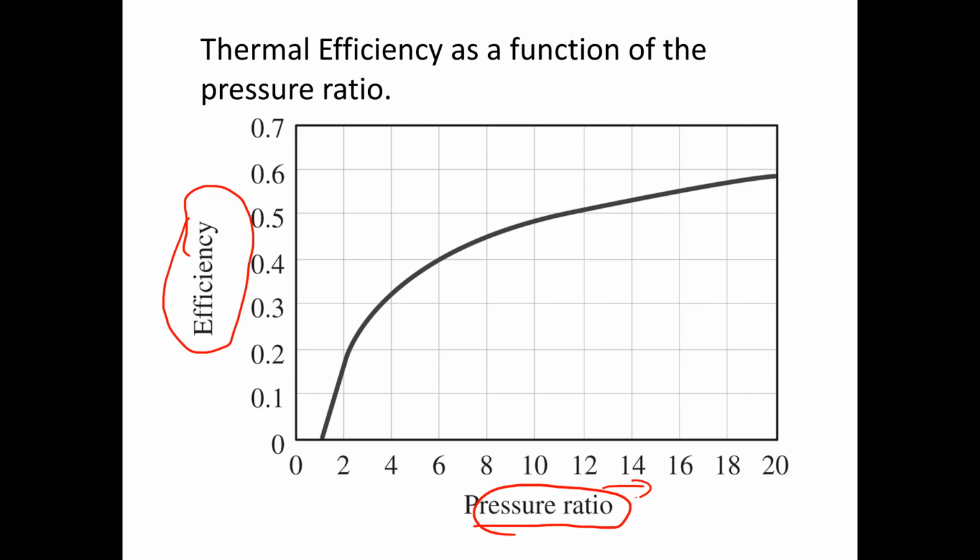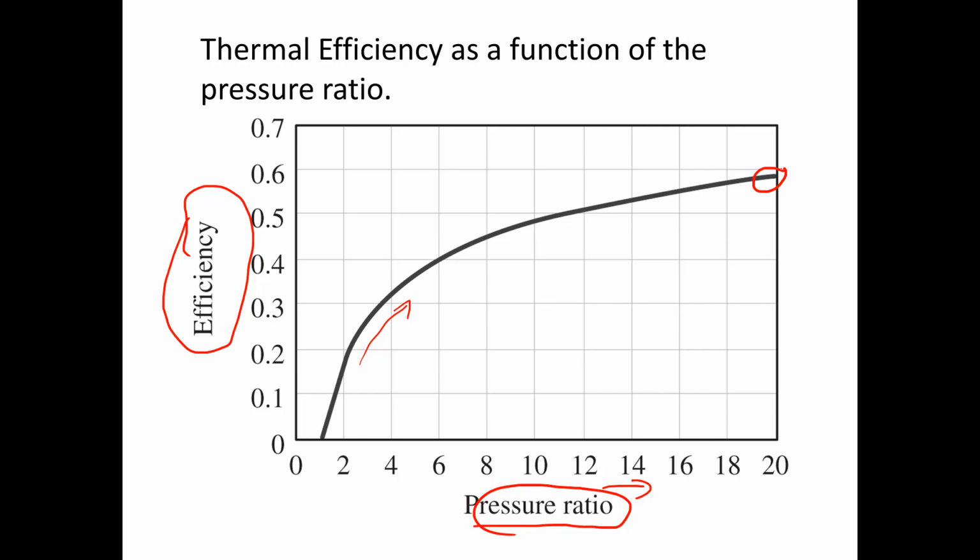So as the pressure ratio increases, you can see that the efficiency increases, although the advantage decreases. The rate of increase in efficiency goes down as the pressure ratio starts advancing past 20. Okay, I hope that helps.